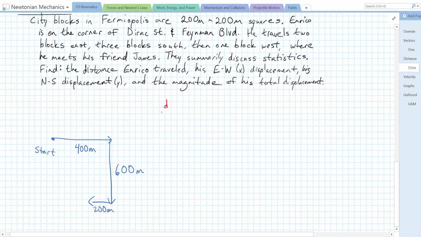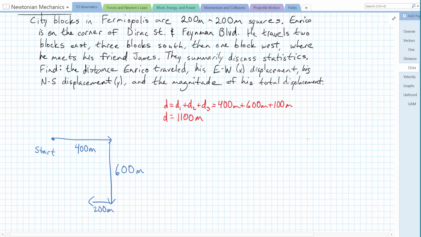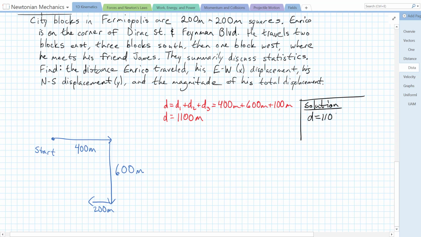Distance, we can do it in red. Distance is equal to d1 plus d2 plus d3, or the sum of the distances. It's just going to be 400 meters plus 600 meters plus 100 meters, which gives us 1,100 meters. That tells us how far Enrico walked. Solution. So D is equal to 1,100 meters.